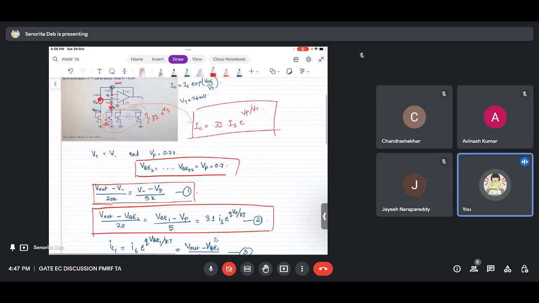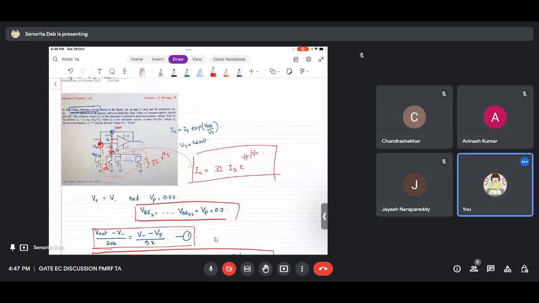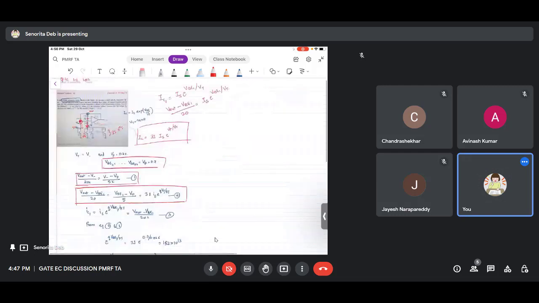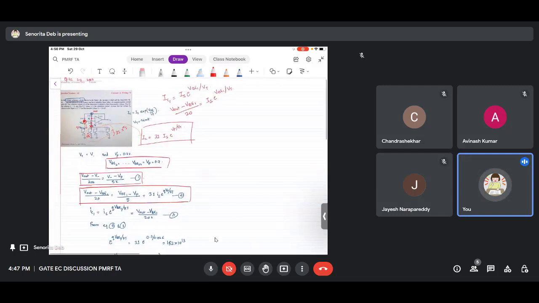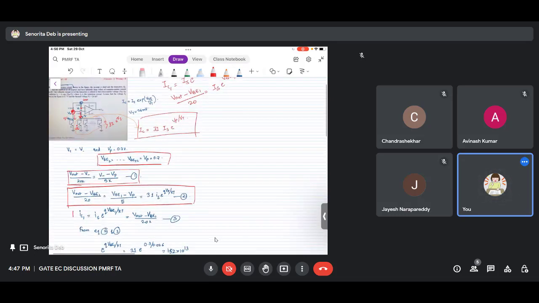And now you have this current as well. This current is IC1, and IC1 will be Is e to the power VB1 by VT. But I don't know the value of VB1. I can have one equation as V out minus VB1 by 20k equals Is e to the power VB1 by VT. That is one more equation I can have. I think that is what I have written here, equation number 3. So now you have these two equations which you can solve, right?